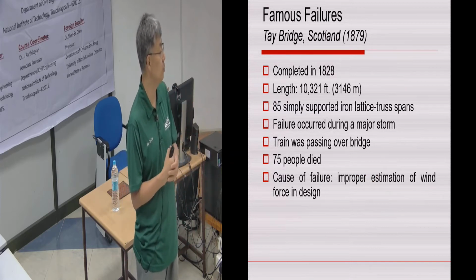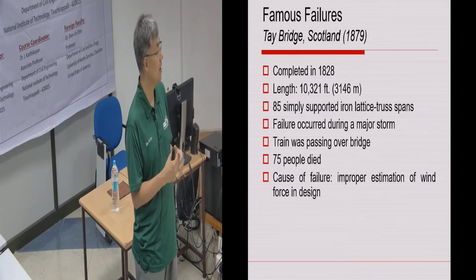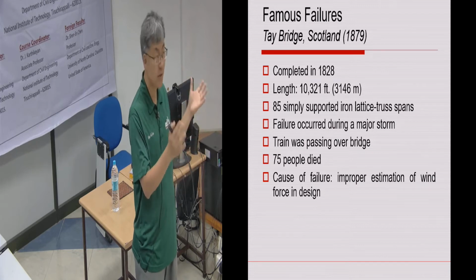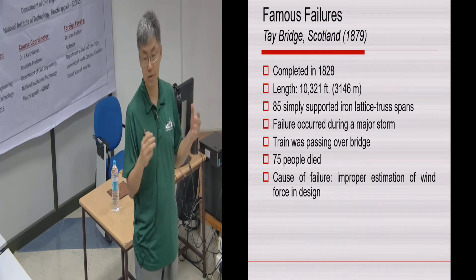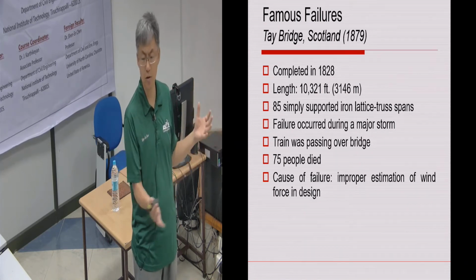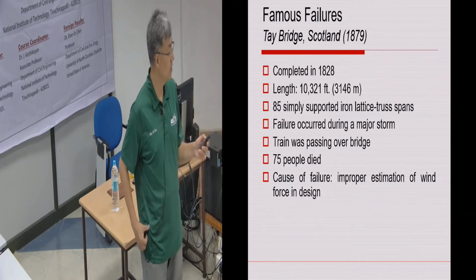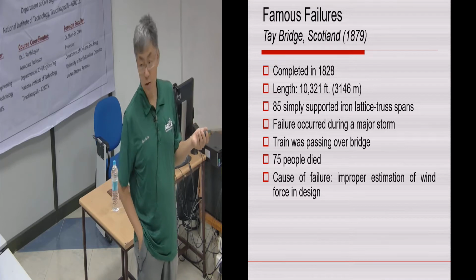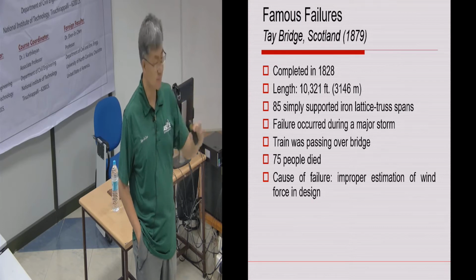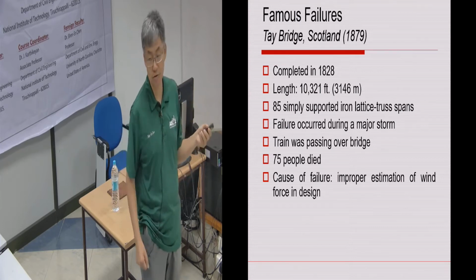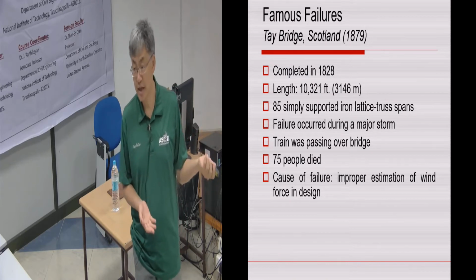And then the Tay Bridge in Scotland, which failed in 1879. It was built in 1828, and it's a very long bridge with 85 simply supported iron truss spans. The failure happened during a major storm, with a lot of storm surge and wave impact, and 75 people died. Fair or not fair, the cause of failure was designated as improper estimation of wind force, which is highly questionable for that day and age.